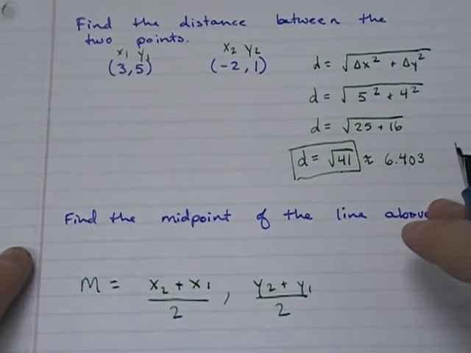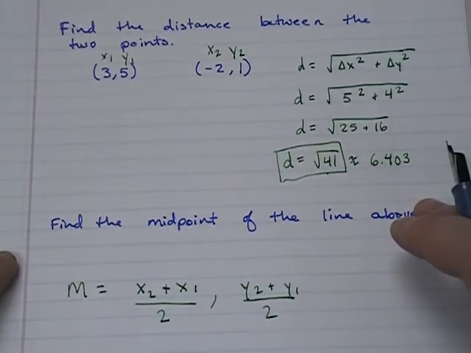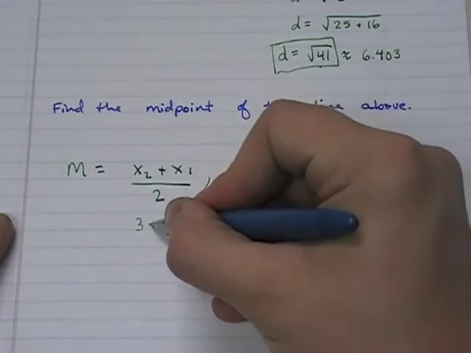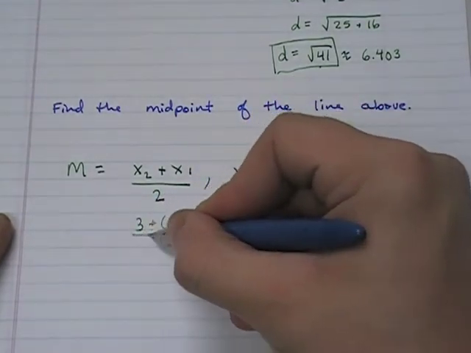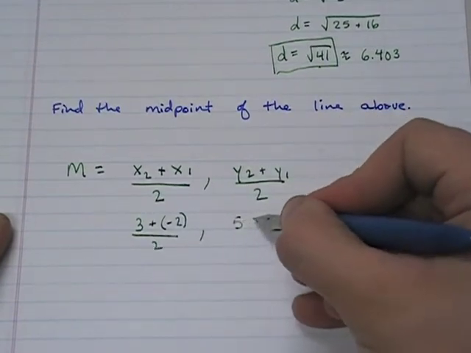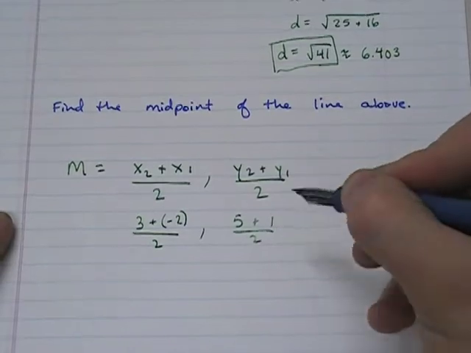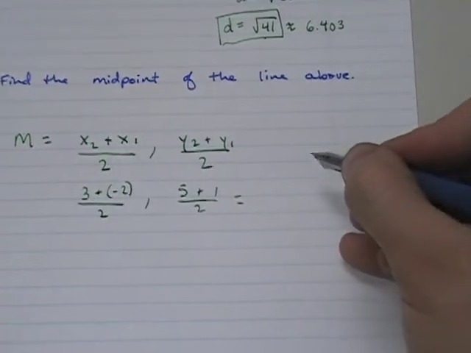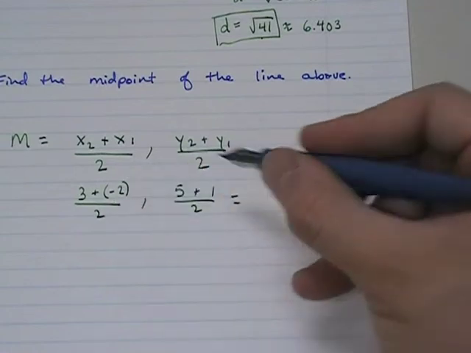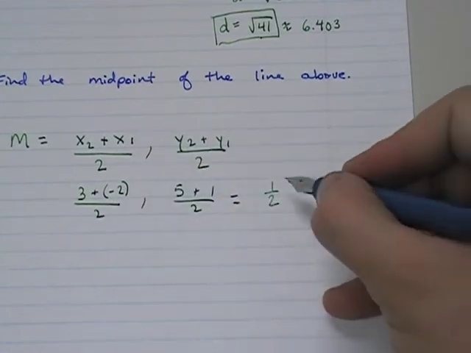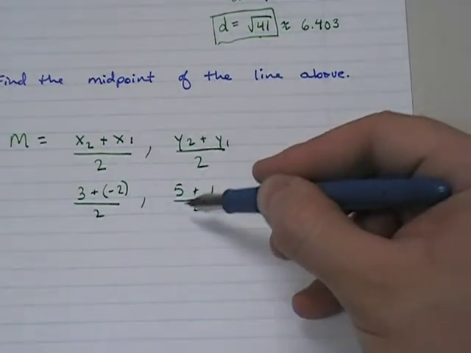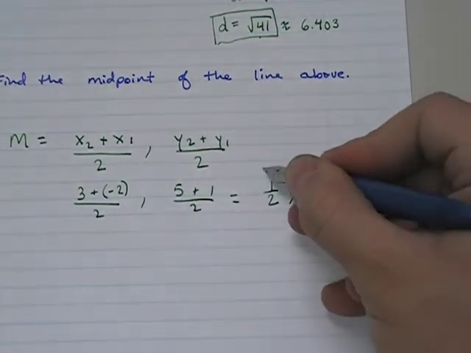If I go back up to my original, I can call this x1, y1, x2, y2. So x1 is 3, x2 is -2. All right, so I have 3 plus -2 divided by 2, and I have 5 plus 1 divided by 2. Well, 3 plus -2 is 1, and 1 divided by 2 is 1/2. And 5 plus 1 is 6. 6 divided by 2 is 3.